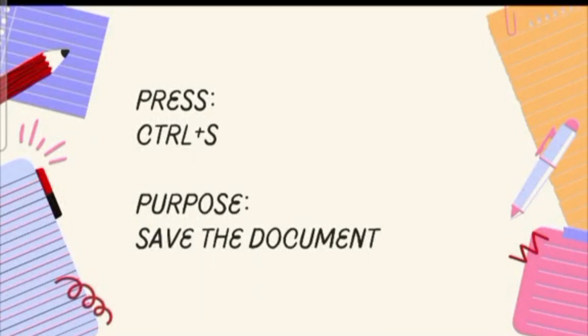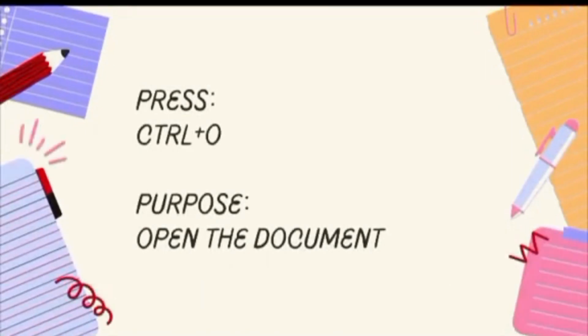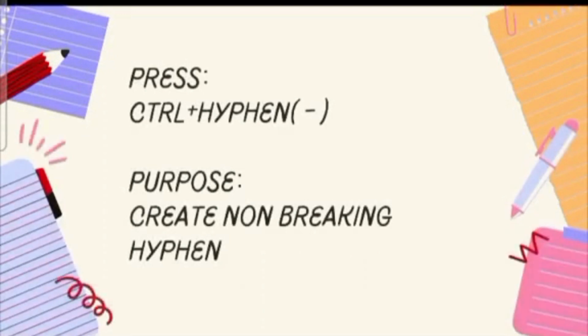Now for saving the document, you will press Ctrl plus S, and for opening the document, you will press Ctrl plus O. For creating a non-breaking hyphen, you will simply press Ctrl plus hyphen, and the symbol of hyphen is given in the brackets.